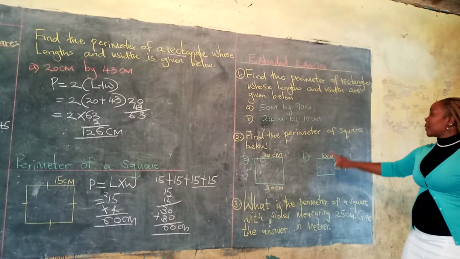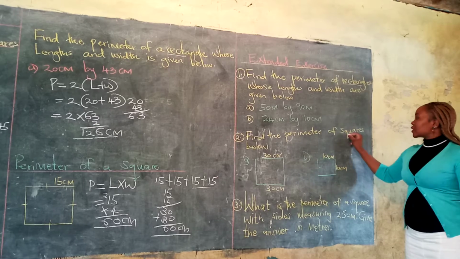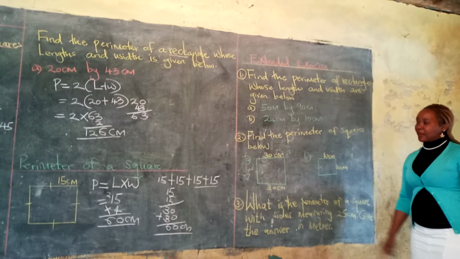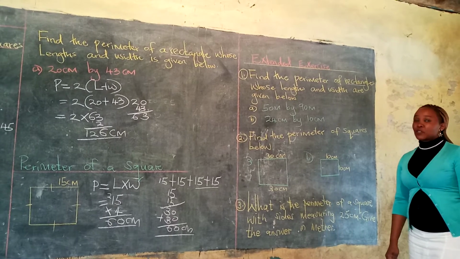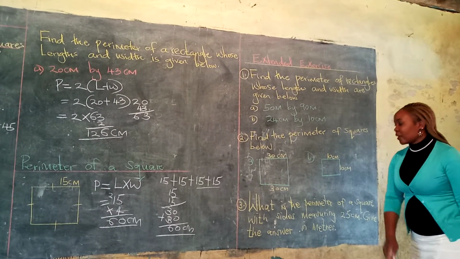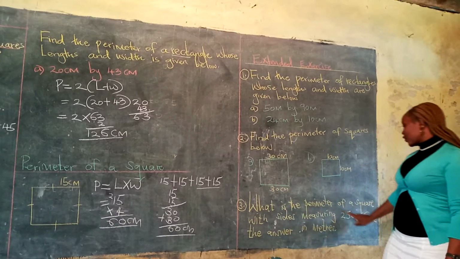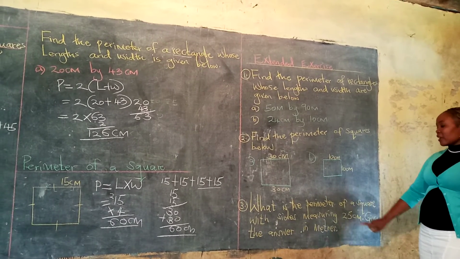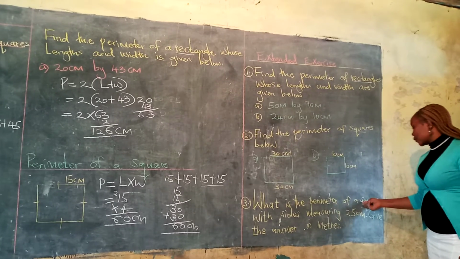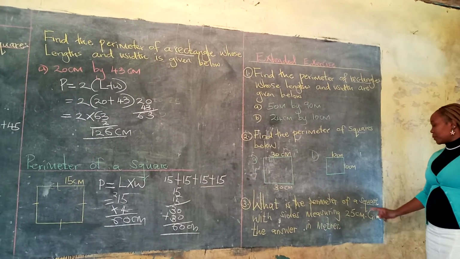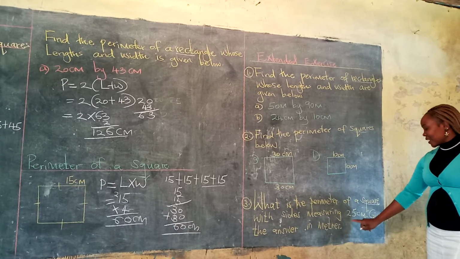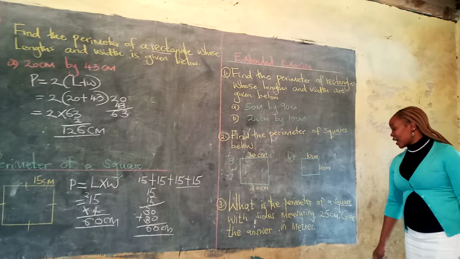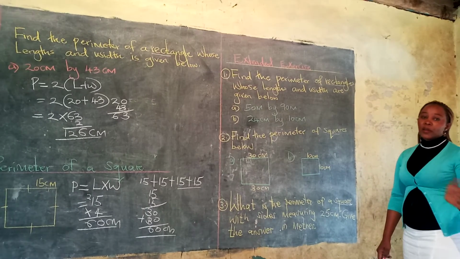Number 2, find the perimeter of squares below. These are squares now. So there is a diagram there. Remember we have said perimeter of a square is length times 4. Then the last one, what is the perimeter of a square with the sides measuring 25 centimeters? Give the answer in meters. So still here, you calculate the perimeter of a square. And then the last thing here, what are you supposed to do? You give your answer in meters. Remember what we said, how you are supposed to convert centimeters to meters.